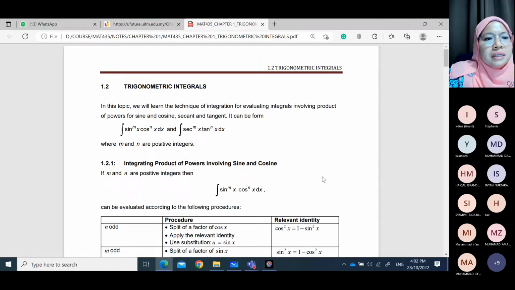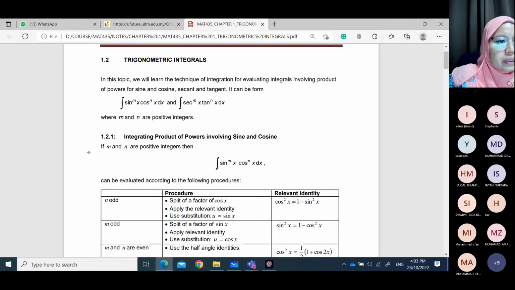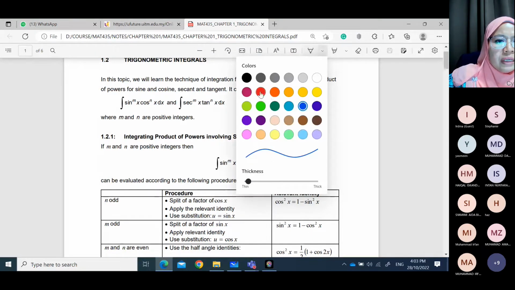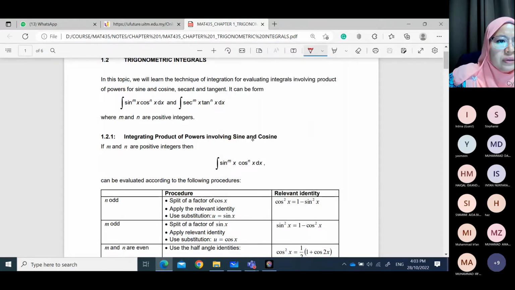Trigonometric integrals. Okay, so actually benda ni kita dah discuss dalam kelas, cumanya mungkin ada yang tak jelas ataupun ada yang tak dapat nak attend kelas waktu tu. So kita discuss yang ini. Okay, so untuk trigonometric integrals ni kita ada dua. Satu, kita integrating product between powers involving sine and cosine. Okay, and the other one here is integrating product of powers involving secant and tangent.